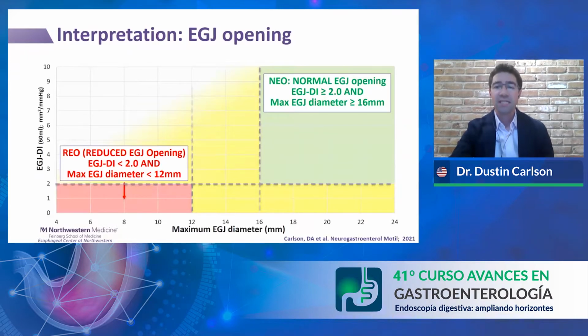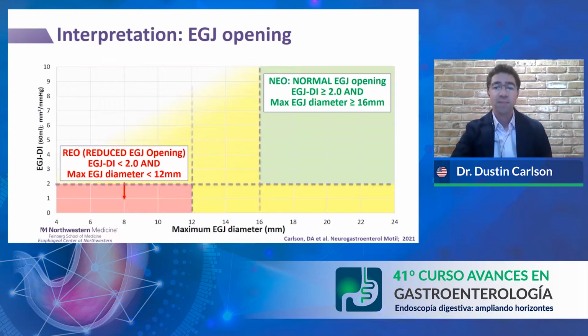We then interpret EGJ opening via a joint application of both the EGJ DI and the maximum EGJ diameter. And in part, we derived this scheme to try to avoid some of the limitations that occur with high-resolution manometry and the application of a single measure, i.e. the IRP, that has a singular cut point.